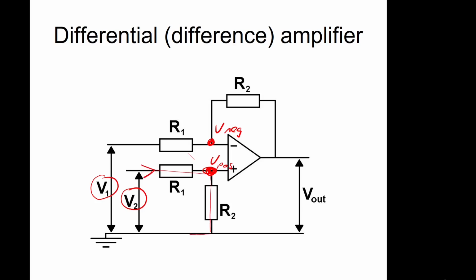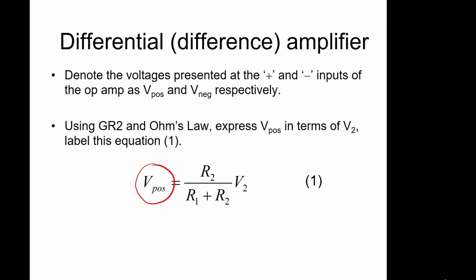So it's the potential drop across here, which is V2, divided by our total resistance. And then knowing that current, we've got a resistance here, so we know this potential drop V pos is going to be that current I times resistance R2. So we can combine that together, and we say V pos is going to be a fraction of this voltage V2 defined by the values of the resistors.